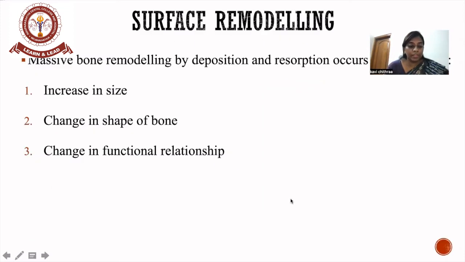The next is surface remodeling. Remodeling occurs by deposition and resorption, as I mentioned before. So it causes increase in size, change in shape of the bone, and change in functional relationship.